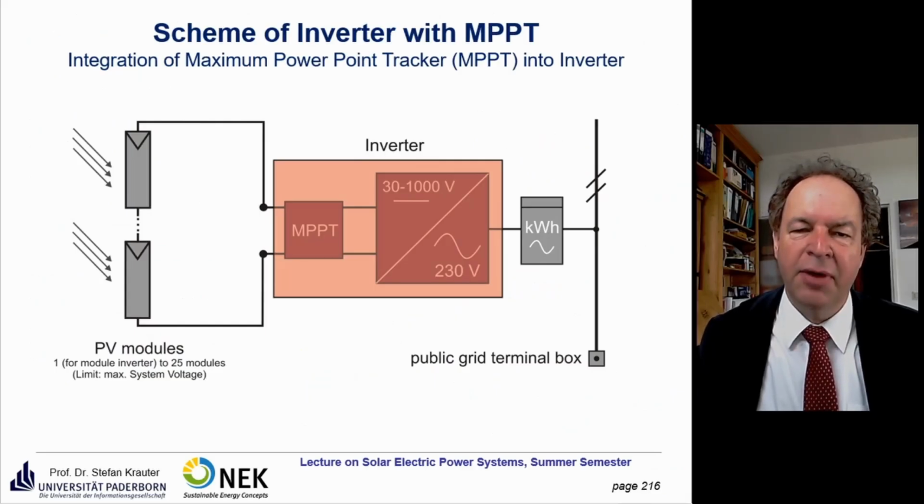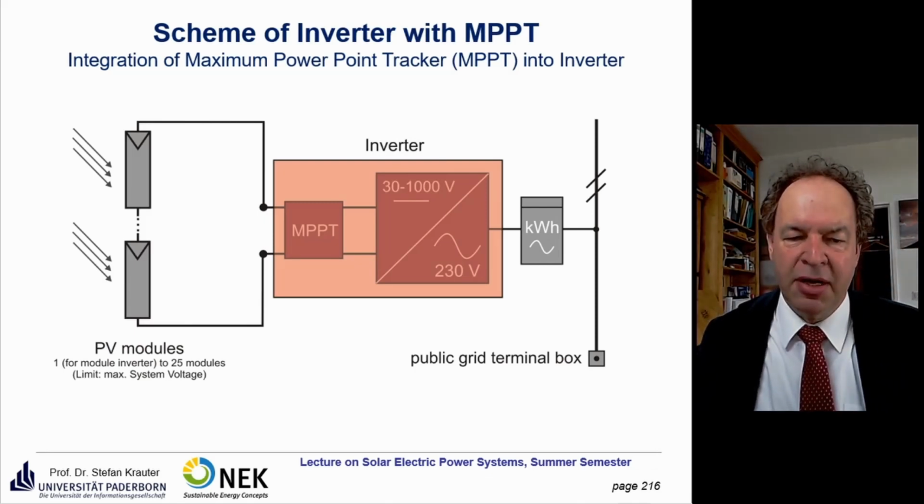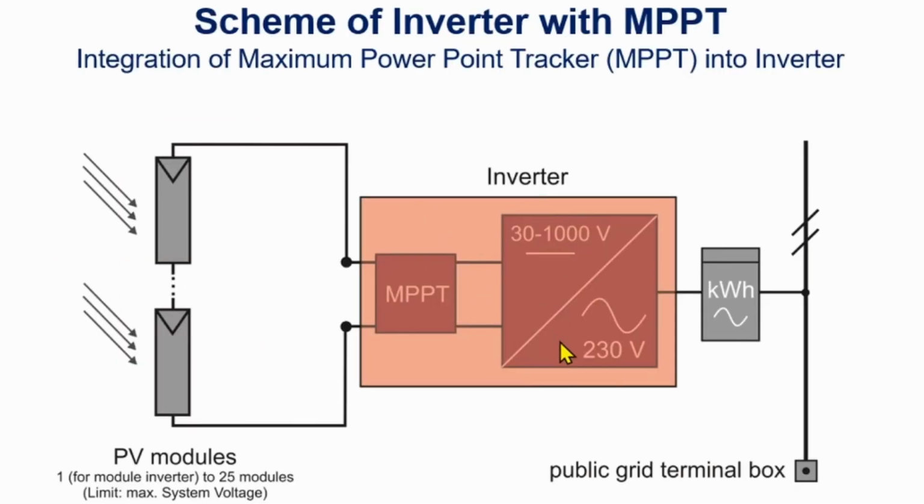This is a basic configuration of an inverter with the integrated maximum power point tracker. So you have modules ranging from 1 module to 25 modules. Then you usually have reached the 1000 volts of maximum permitted voltage. And then you have the inverter, which converts here, for example, a single phase system in 230 volts single phase.